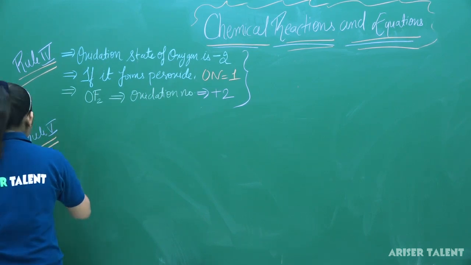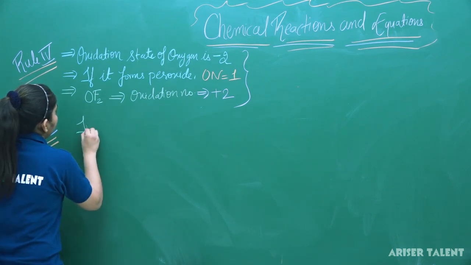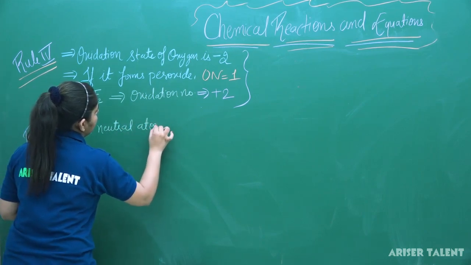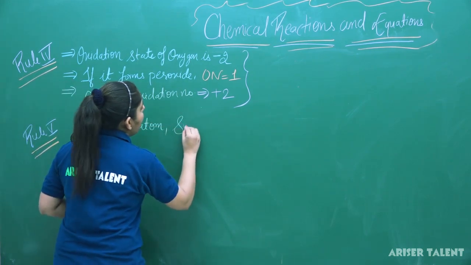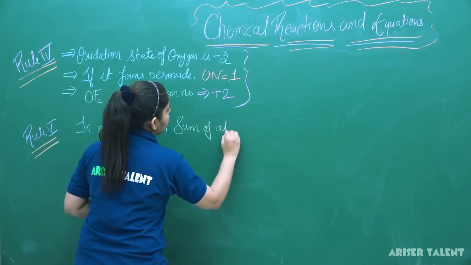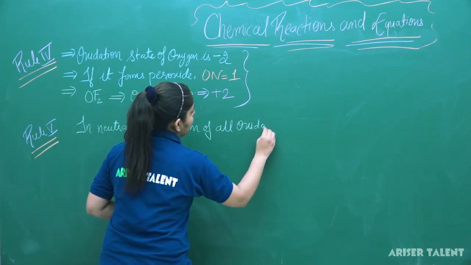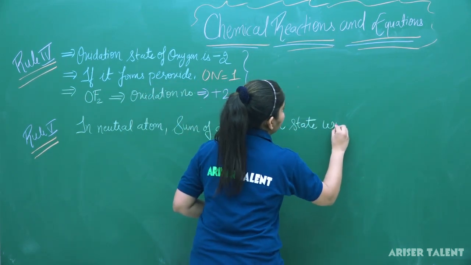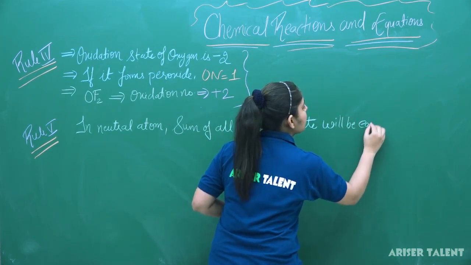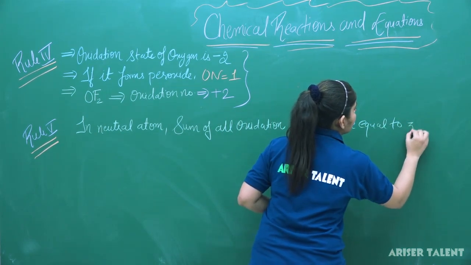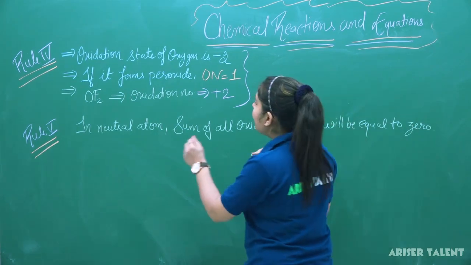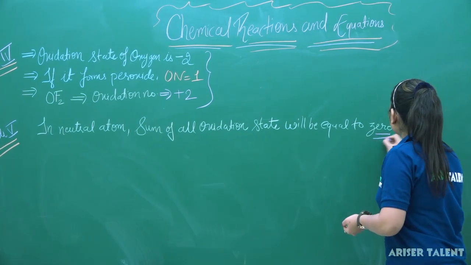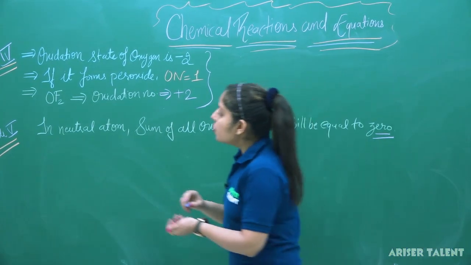Our rule number 5 is, in a neutral atom, the sum of all oxidation states will be equal to 0. So, if I am considering any neutral atom, the sum of the oxidation states will be equal to 0. Now, our rule number 6.